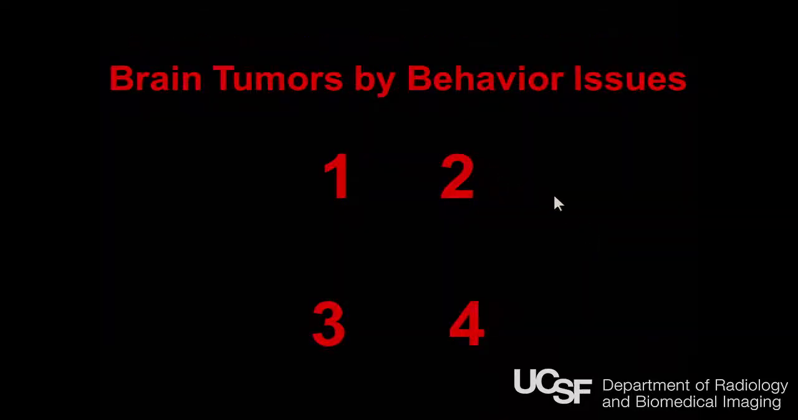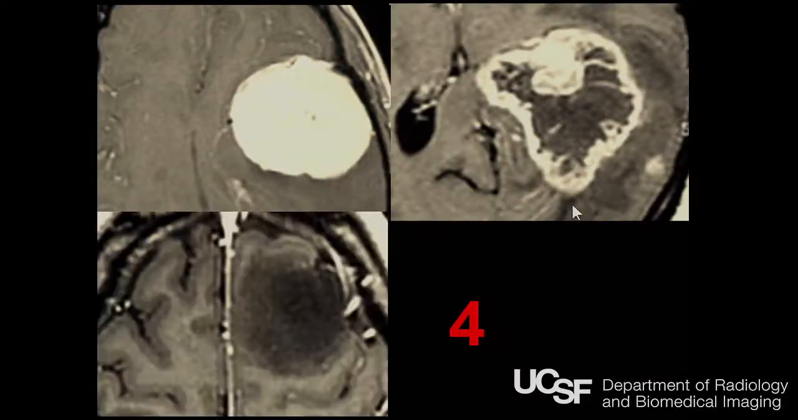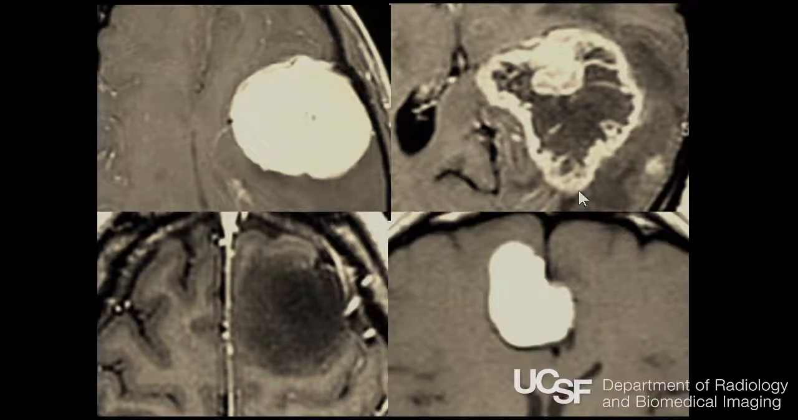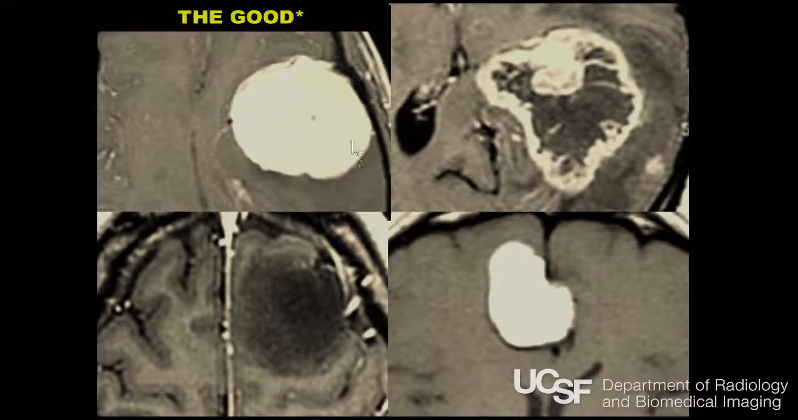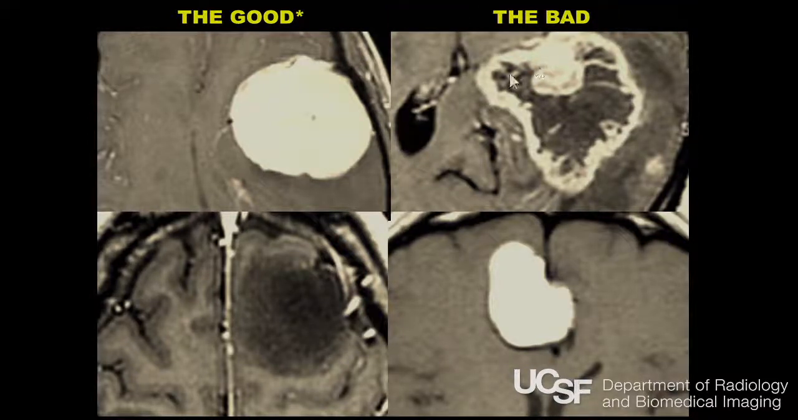Now, tumors by behavioral issues. So we have at least a different spectrum of malignancy within the brain tumors. So here are the 4 different categories of aggression. By looking at this, you already know that that's most likely going to be meningioma. So that is the good. I put asterisks there because meningioma in, like, orbits, cavernous sinus, even though the biology is good, the location is terrible. The bad, you could just look at that tumor and know that that is a bad acting tumor.